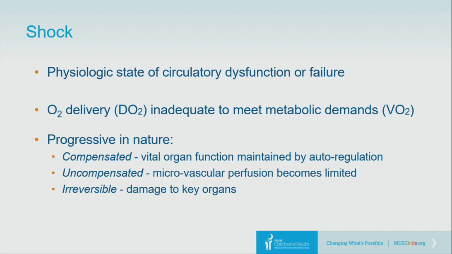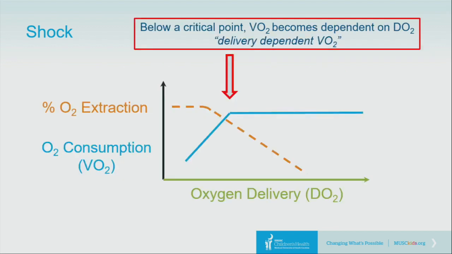It can start out as a compensated state in which autoregulation of the different organ vascular beds kicks in to preserve end organ function. But if untreated, it can progress to uncompensated shock, in which microvascular perfusion is limited, metabolic acidosis develops, and if not reversed, you can end up with permanent end organ damage.